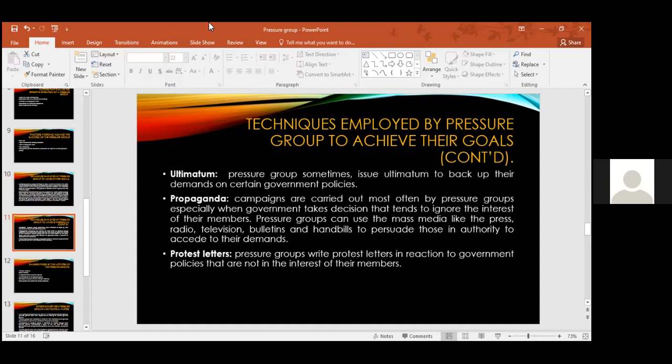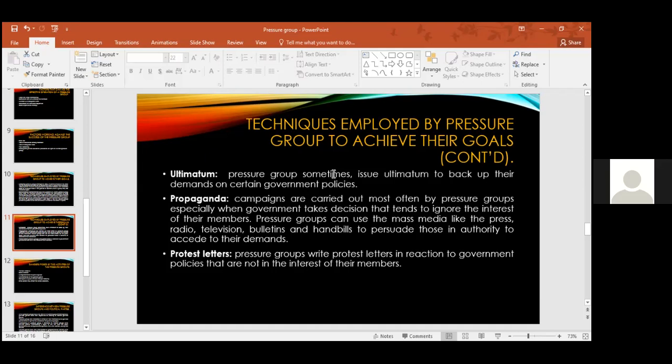It's just like when you tell the government that in the next 2 weeks, we expect you to do something. If you don't do it, we will do something. That was what ASUU did. ASUU gave government, I think, a 3 weeks or a 4 week warning strike first, and they gave them an ultimatum that if they don't answer them in 4 weeks, they would go on another strike. And when they were not answered, they went on another strike. So that's the example of an ultimatum.